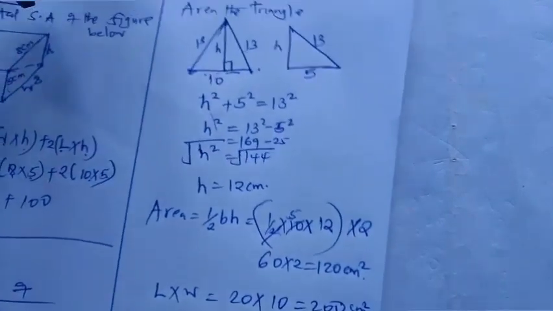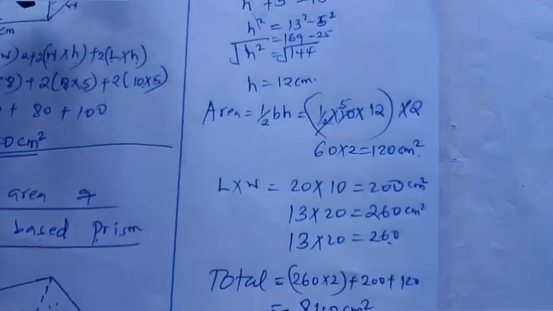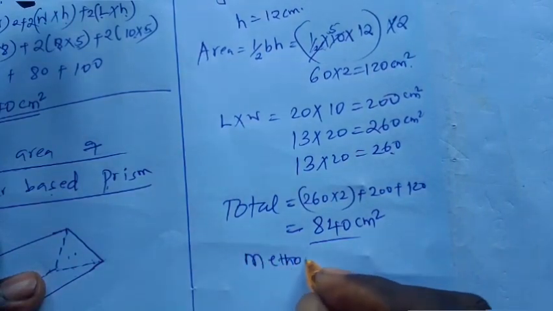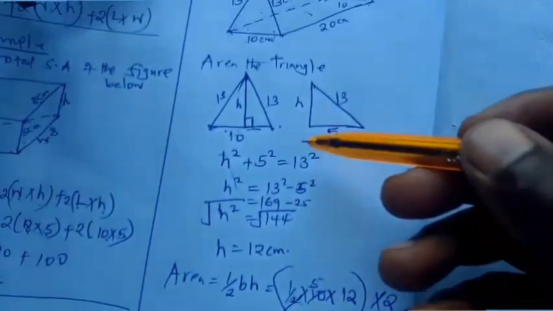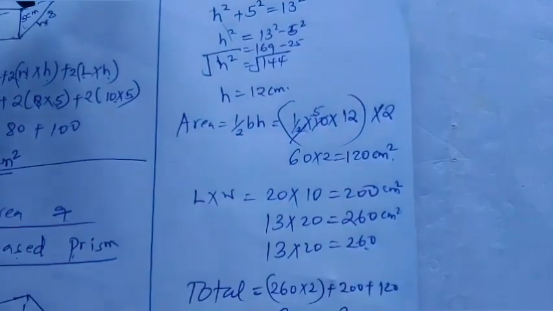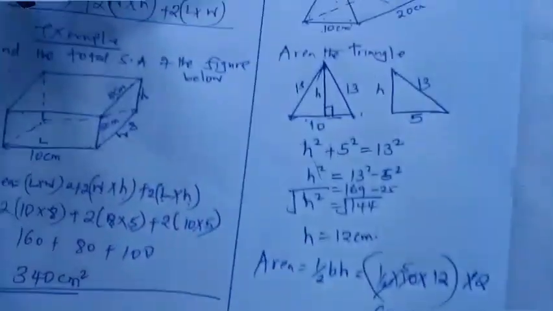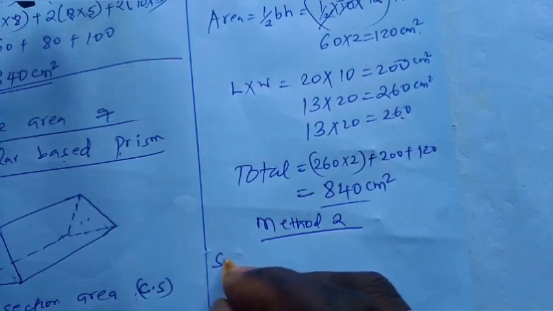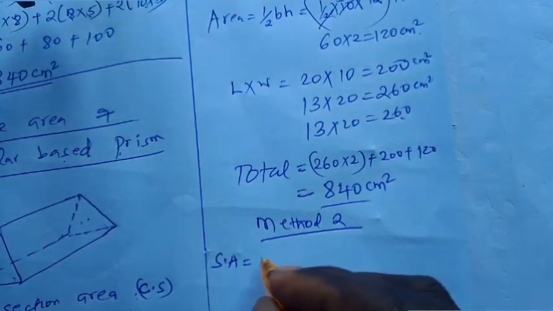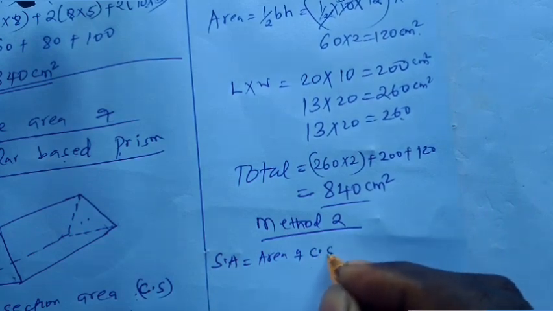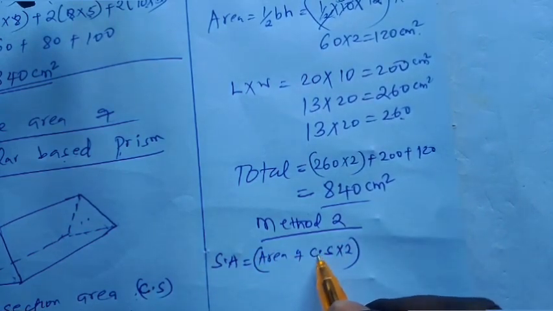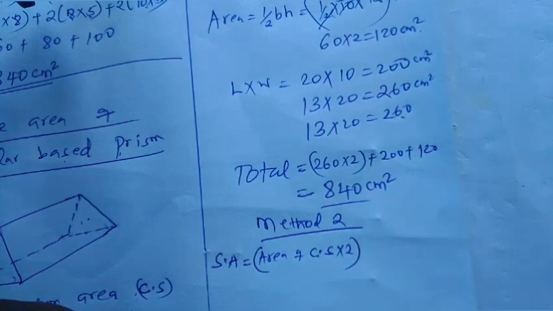Now that is how you do it. But I have a very simple way of doing it. Method 2. Instead of calculating this way, there is this way. There is a formula I'm going to give you that says surface area is equal to area of cross section times 2. So you identify the cross section and find the area of that cross section. Then you multiply times 2.